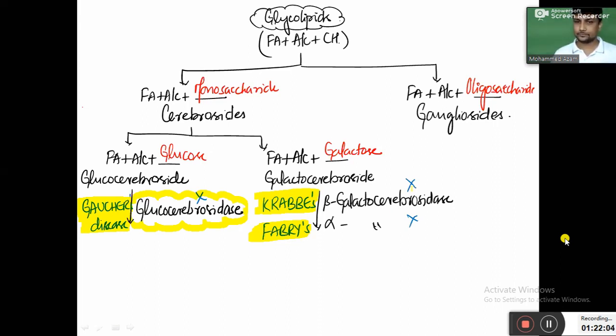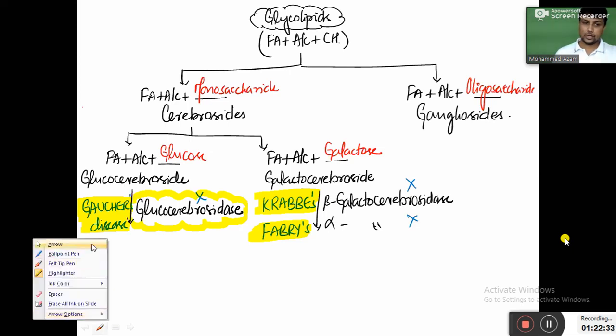Are you all done? Please confirm if you're done, then I'll move ahead. So guys, if you see this same topic in your textbooks, you'll get a hell of a lot of confusion. The best way to learn this topic is in the form of this table. It becomes really easy.